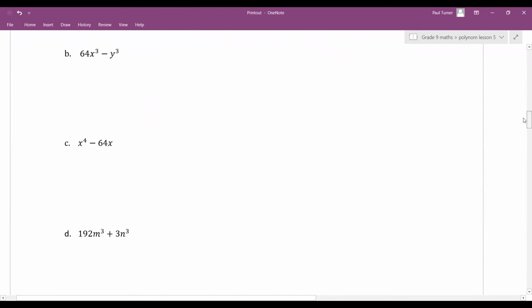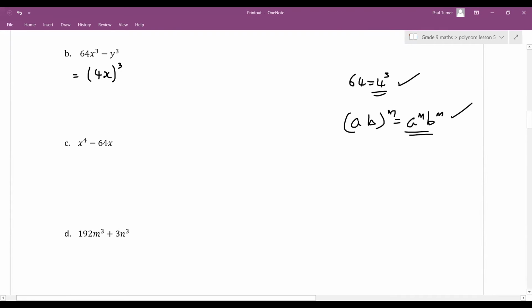Okay, so in question B, notice you've got 64, and you know 64 is 4 cubed. So that's a good thing because now we can write it in terms of cubes. So we've got 64, which is 4 cubed, but this is x cubed. So I put the 4x in a bracket. So remember the rule, A, B, M is A, M, B, M, like that. So very useful rule for doing these problems. Just make sure you put the bracket around.